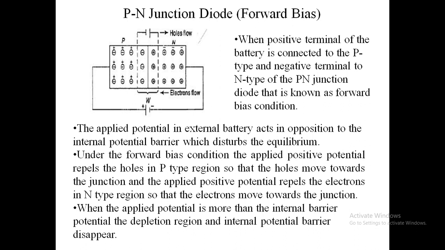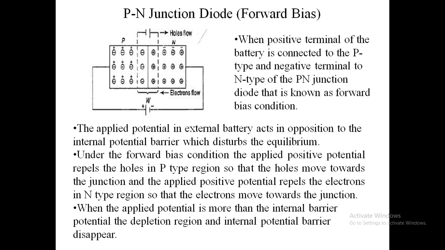Intrinsic material is a pure semiconductor material, like silicon and germanium. These are all called intrinsic semiconductor material. Extrinsic semiconductor material is silicon and germanium to which impurities are added. Intrinsic semiconductor material we cannot directly use for electronic applications.